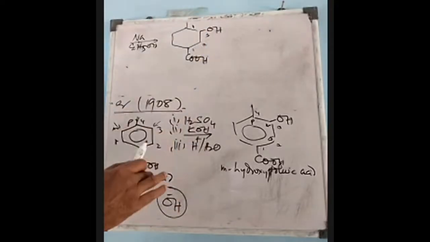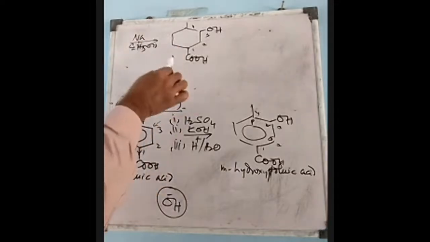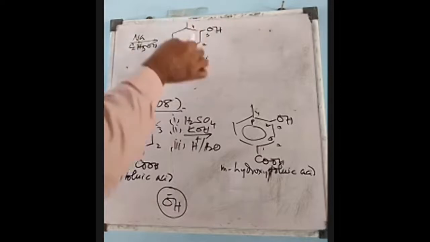Also we can give the name to this compound as: 1, 2, 3, 4, that is 3-hydroxy 4-methyl cyclohexane 1-carboxylic acid. Or cyclohexane, 3-hydroxy, 4-methyl, 1 carboxylic acid. So these are all possible names for this compound.